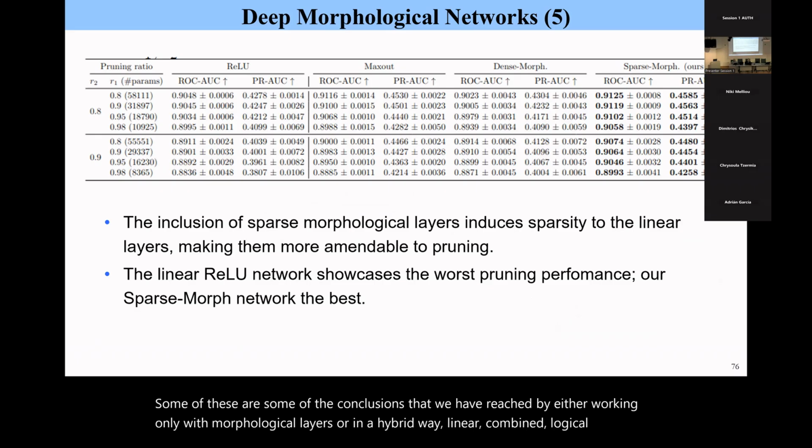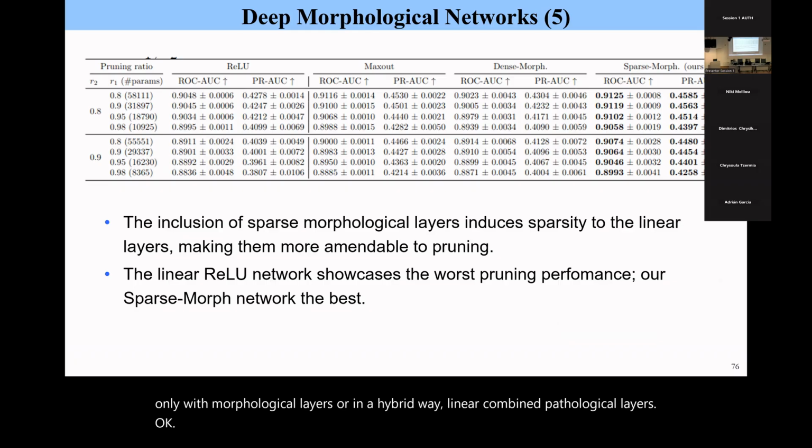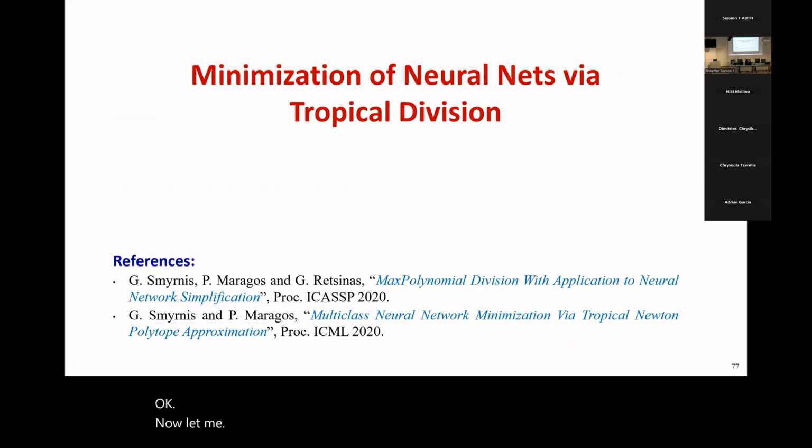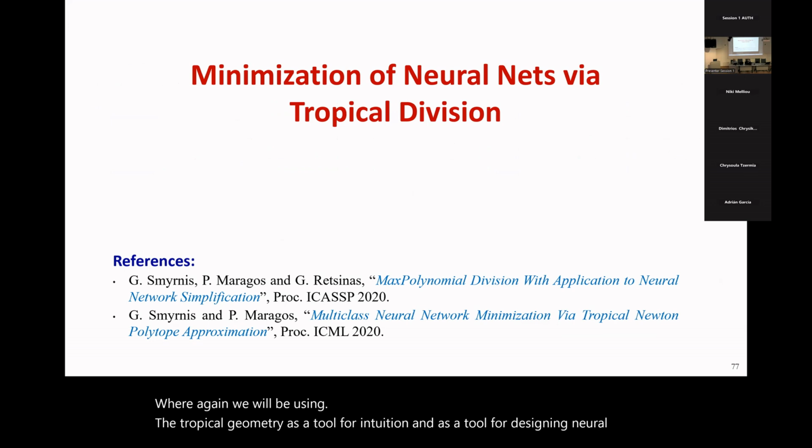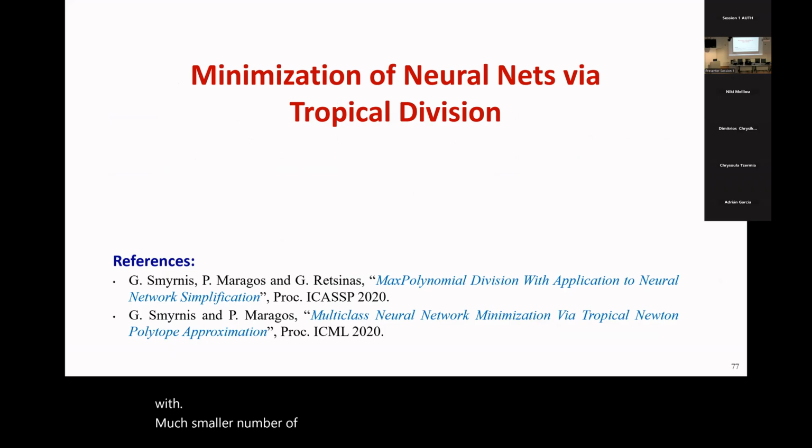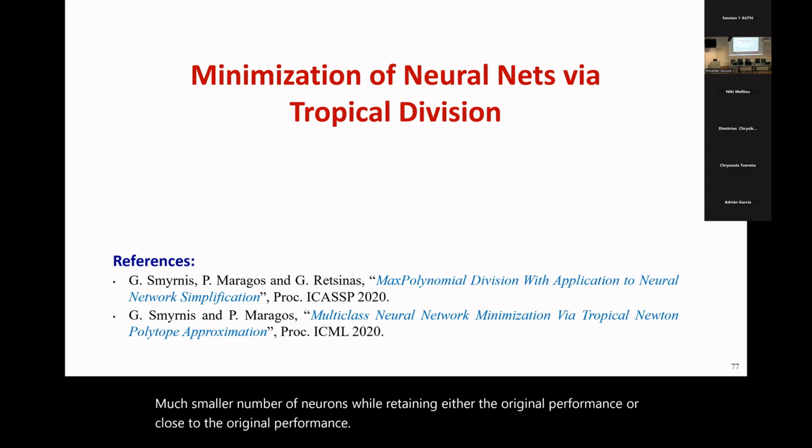Okay. Now let me start now a new section where again we will be using the tropical geometry as a tool for intuition and as a tool for designing neural nets with much smaller number of neurons while retaining either the original performance or close to the original performance. One method is the so-called tropical division.